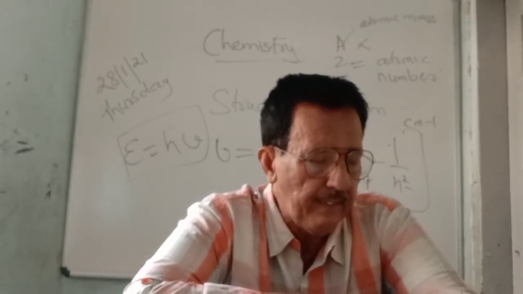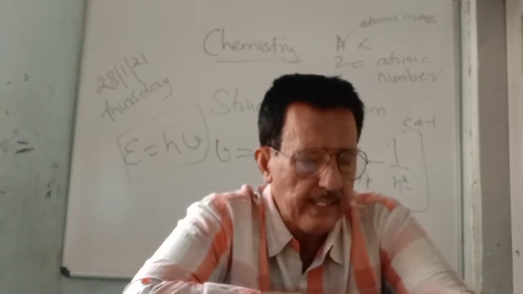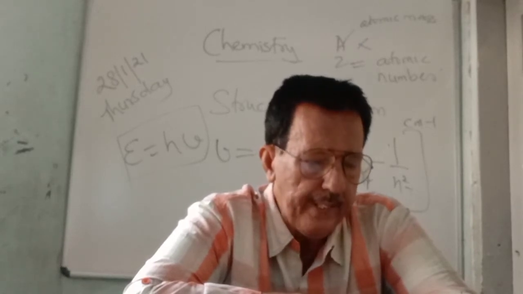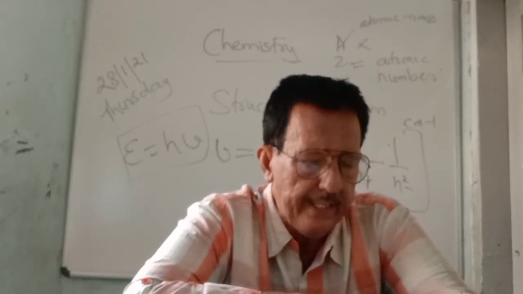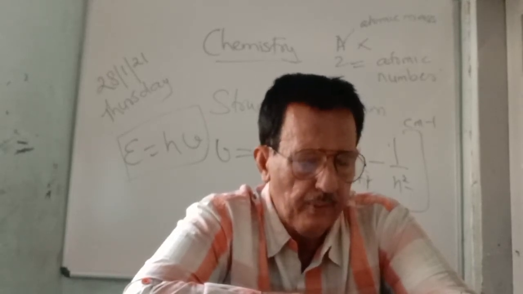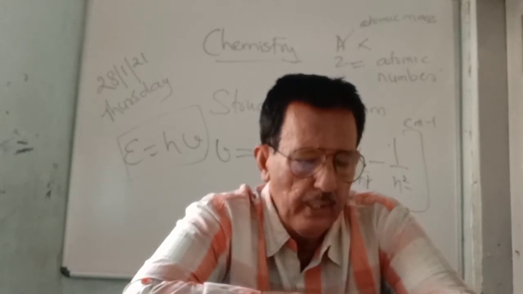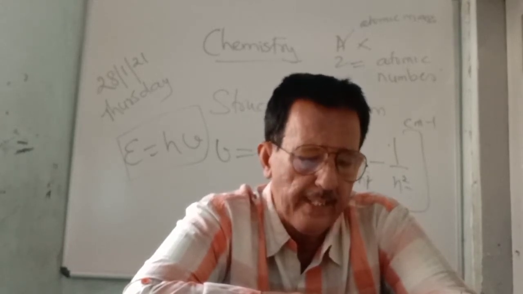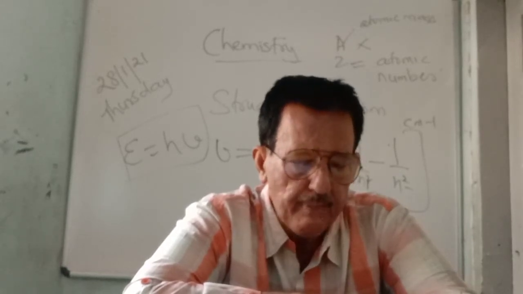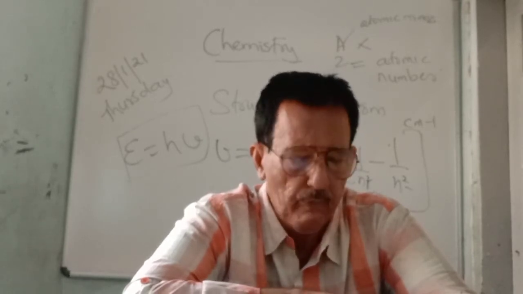Neutron, n. Absolute charge in coulombs will be 0. Relative charge will be 0. Symbol for the charge is not there. Mass in kg will be 1.67493 into 10 raised to minus 27 for the neutron. Therefore, mass in u will be 1.00867, which is equal to 1 u.